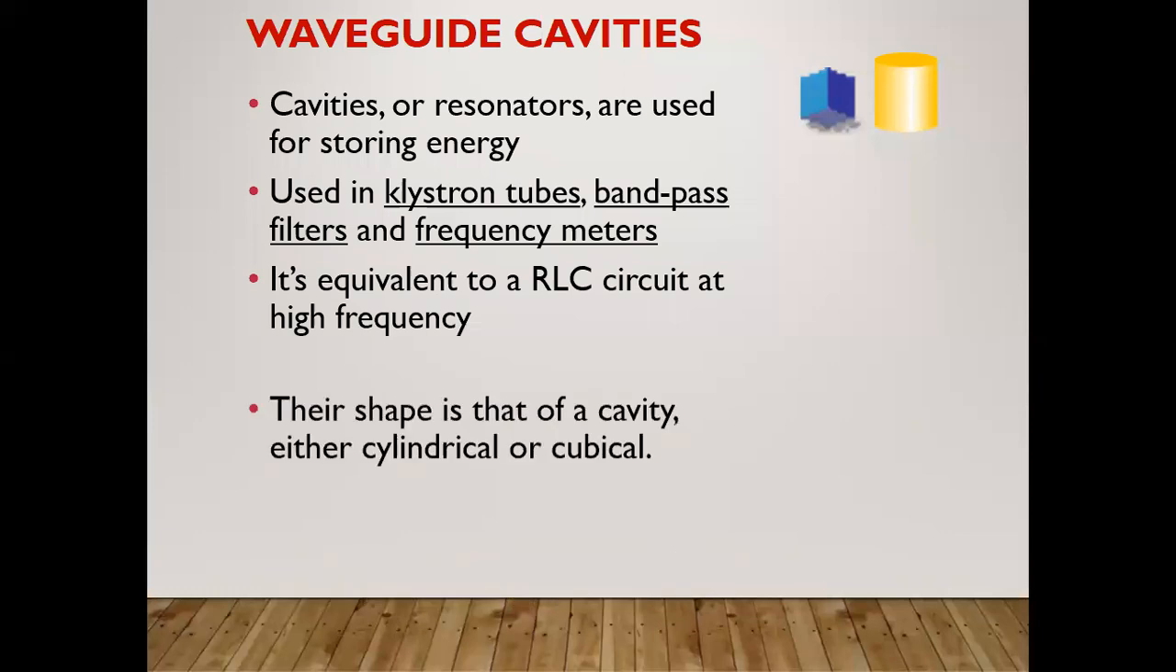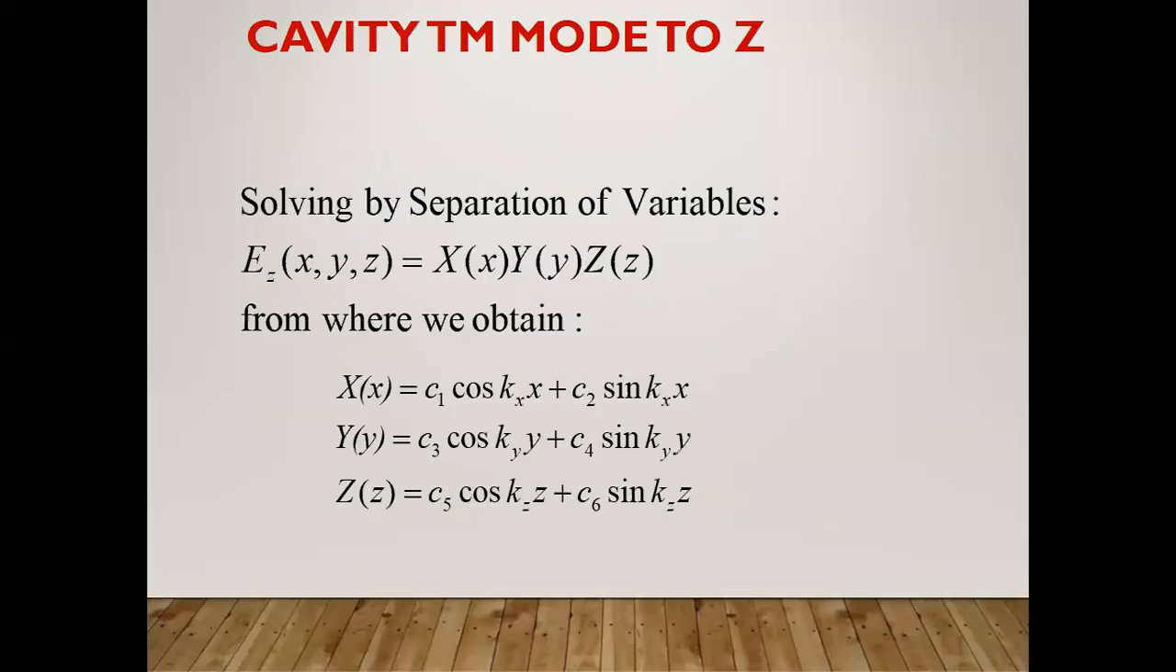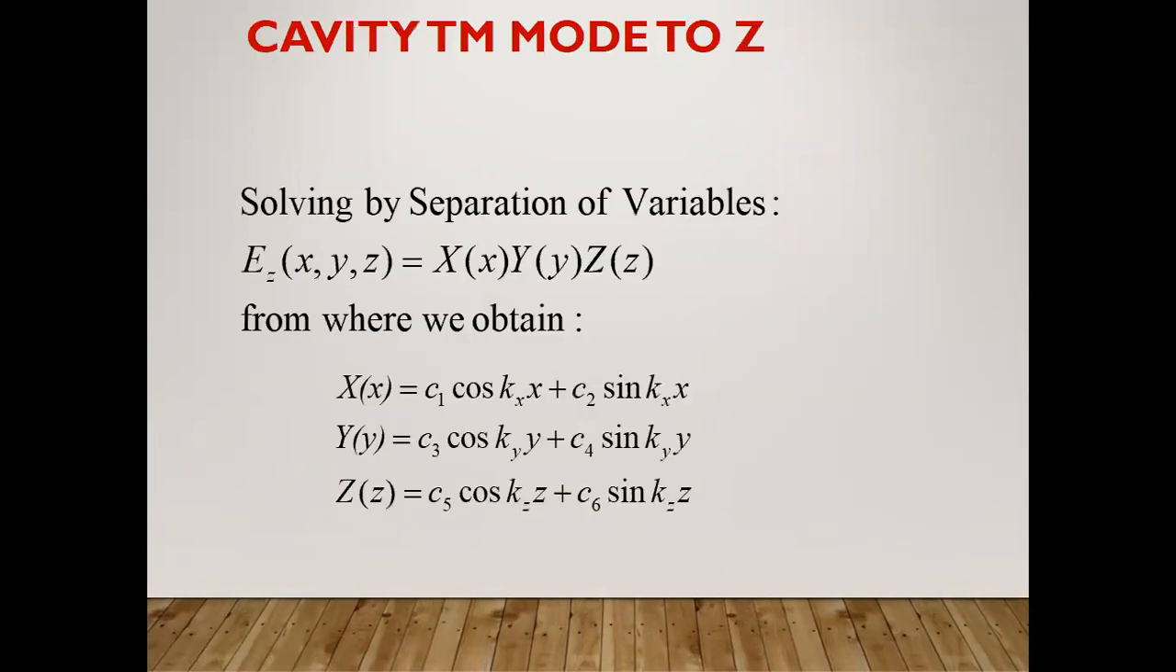The equivalent circuit is an RLC circuit at high frequency. If this is the case, these cavities are useful, and they may be available in either cylindrical or cubical forms. See here, the figure is shown. In this way, the resonator is available. You can connect it. While you are going to solve the numerical on the cavity, either in the TE mode or in the TM mode, that is also possible.